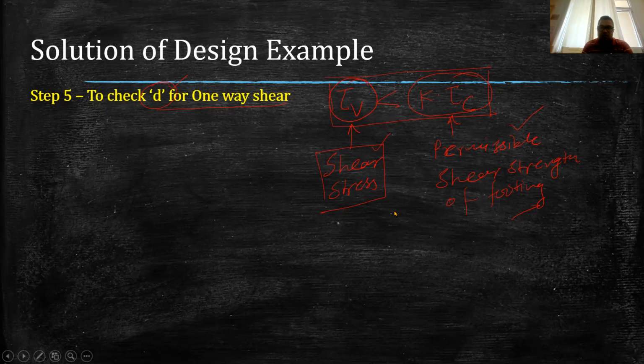Now how do we calculate this tau v? Tau v, we have calculated this value earlier also. Tau v is shear force upon area. Now we have to find out shear force, and B is the width of foundation and D is the depth of foundation. So with this relation, we can find out the nominal shear stress or simply the shear stress.